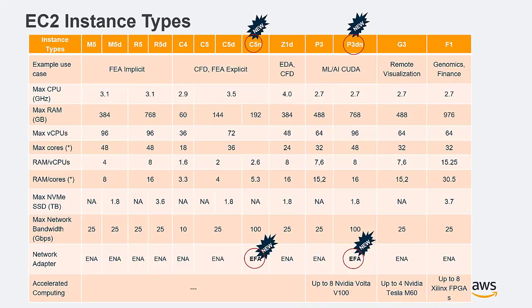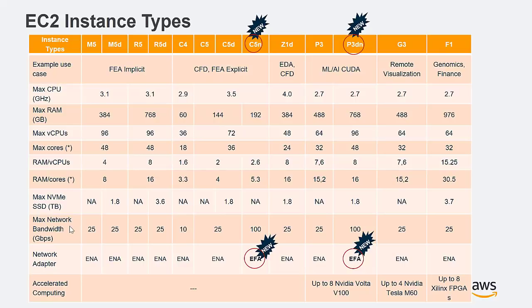And then some of these instances, the ones equipped with the small d, like the M5D, also have a local NVMe disk, which is a very fast disk, and this is very useful if you have to run an IO intensive type of application. And then finally, the network bandwidth, the network adapter, and the accelerated computing device. For example, the P3, as you know, runs on NVIDIA Volta V100. You can run up to 8 NVIDIA Volta on one single EC2 instance. The G3 runs on the NVIDIA Tesla M60, while the F1 is our FPGA instance. It can go up to 8 Xilinx FPGAs on one single node.